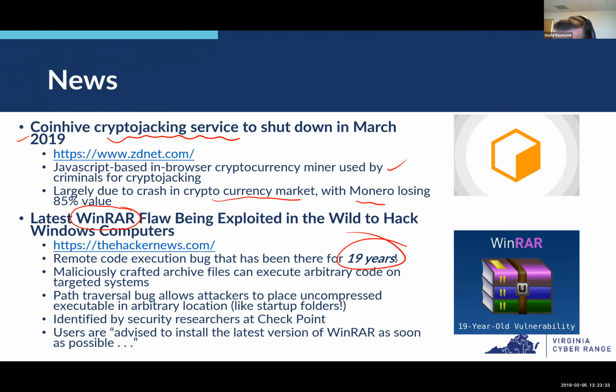But to exploit this vulnerability, somebody can maliciously craft an archive file that can cause arbitrary binary code to be executed on the target system. And that's like jackpot for a hacker. If you can get arbitrary code executed on the target system, that's the best you could hope for. And with this particular bug, all you have to do is craft an archive that somebody uses WinRAR to open. If you can do that, you can get arbitrary code to run on their system.